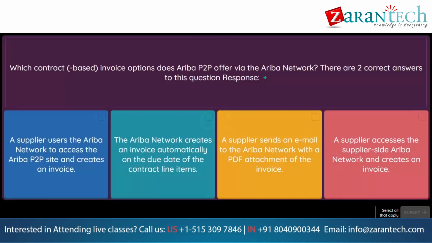Question: which contract-based invoice options does Ariba P2P offer via the Ariba network? There are 2 correct answers to this question. Response: Option 1, a supplier uses the Ariba network to access the Ariba P2P site and creates an invoice. Option 2, the Ariba network creates an invoice automatically on the due date of the contract line items. Option 3, a supplier sends an email to the Ariba network with a PDF attachment of the invoice. Option 4, a supplier accesses the supplier-side Ariba network and creates an invoice.